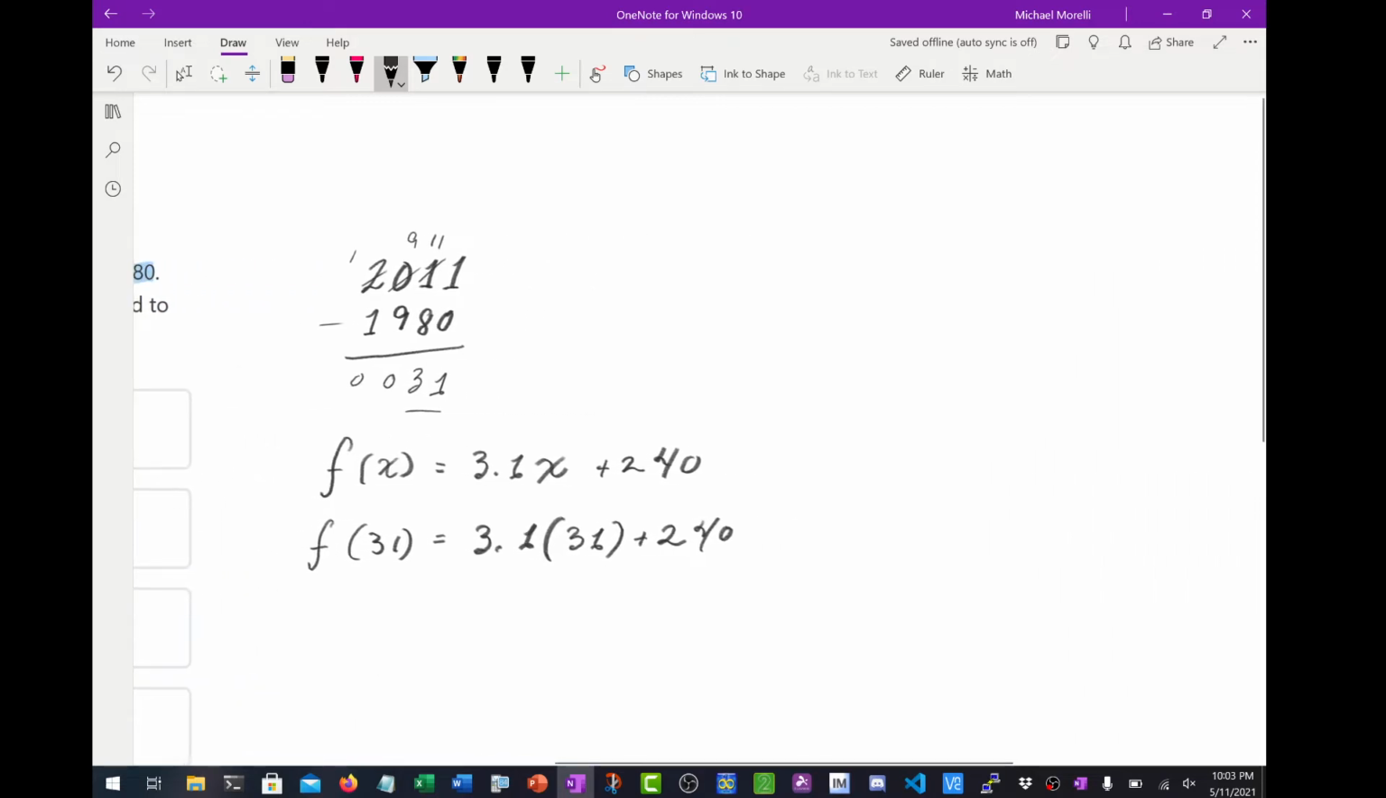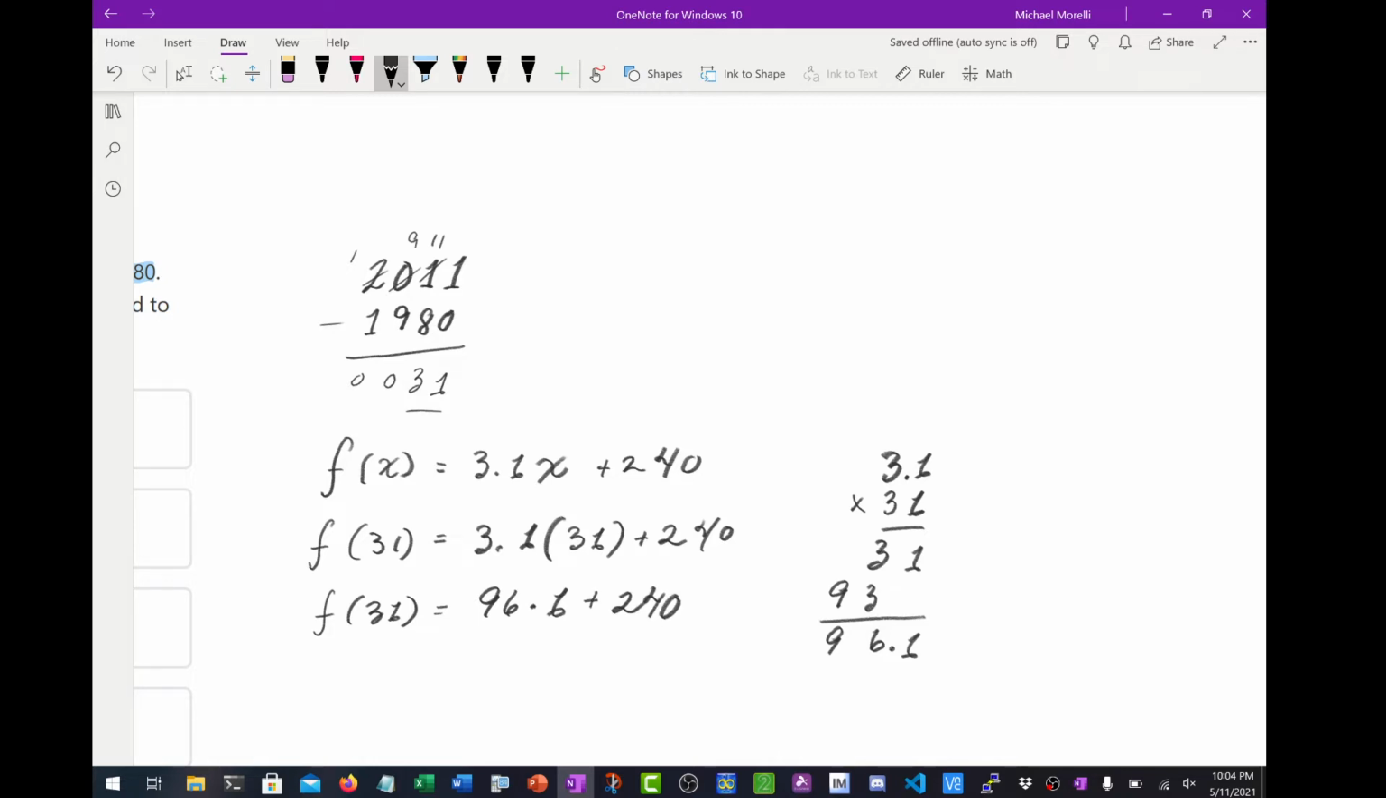We need to multiply 3.1 times 31. So it's 3.1 and 31. 1 times 1 is 1. 3 times 1 is 3. 1 times 3 is 3. 3 times 3 is 9. This is 1, 6, and 9. And we're going to put 96.1. So we put the decimal point there. So f of 31 equals 96.1 plus 240.